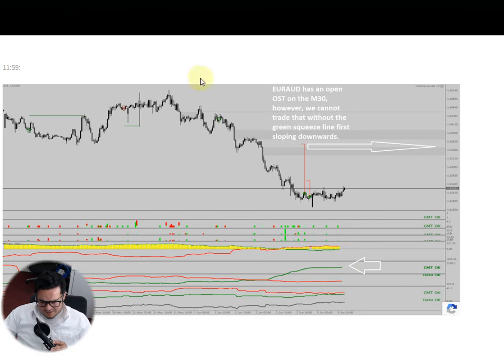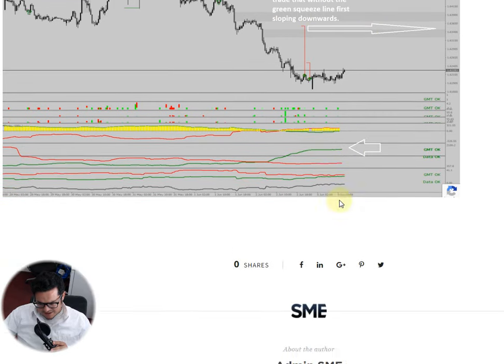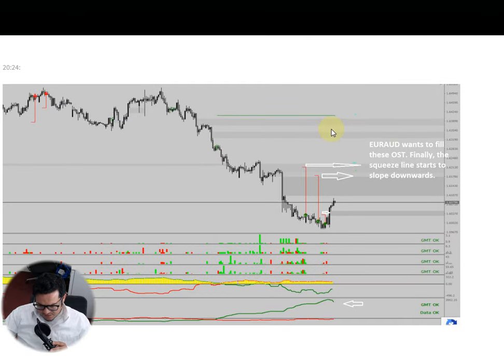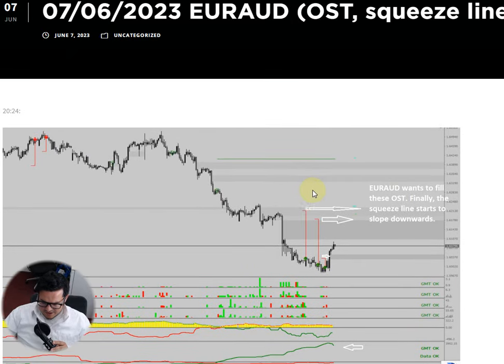So like I wrote at 11:59, Euro Aussie has an open option strike target on the M30 time frame. However, we cannot trade that without the green squeeze line first sloping downwards. So only if the longies leave the market and this slopes downwards, then we can buy towards these option strike targets. But not before, because okay, that was a little tricky.